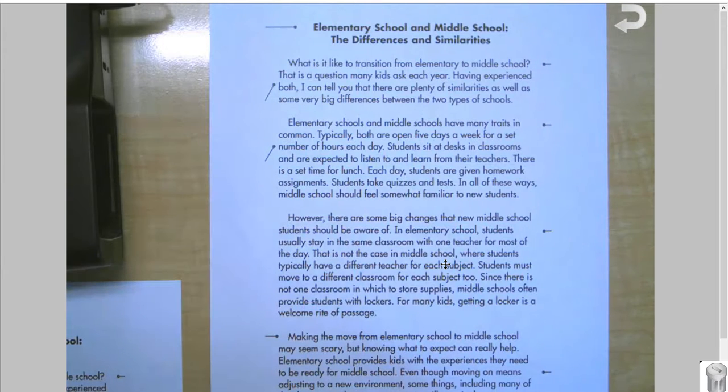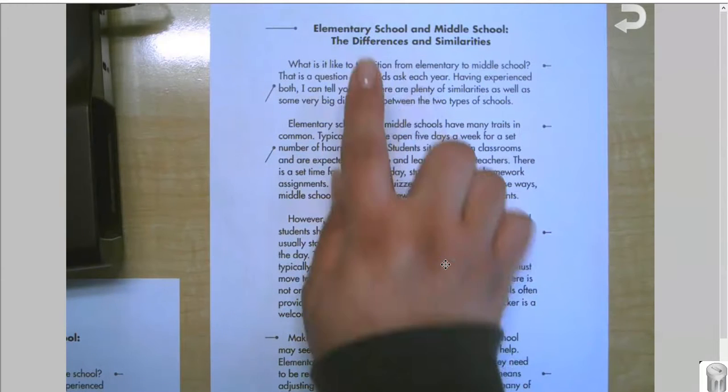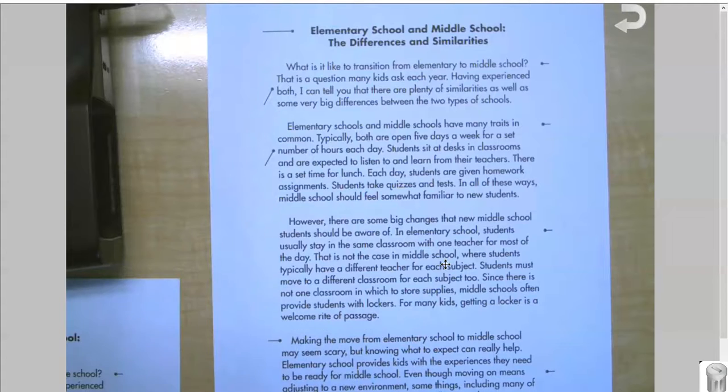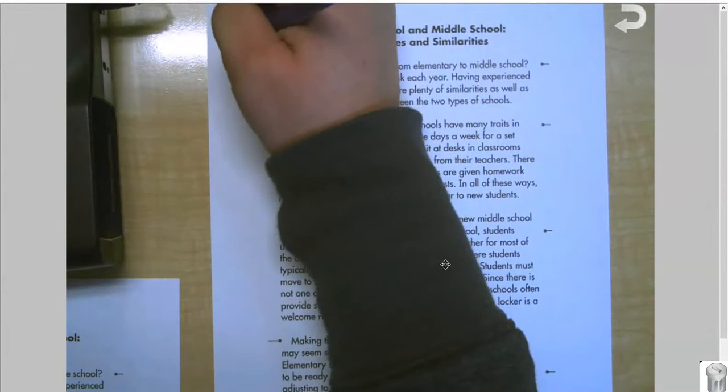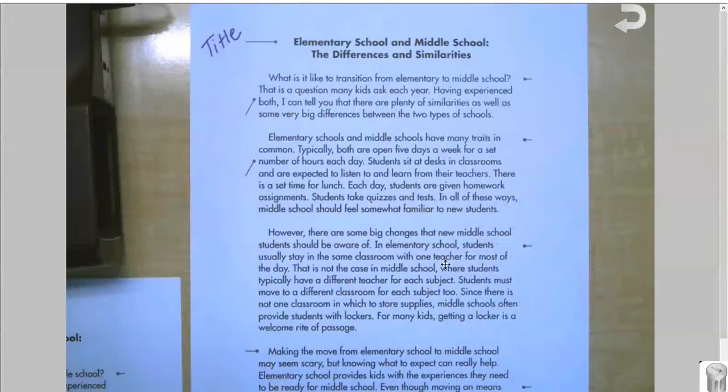But here's an example that I'm going to go through with you paragraph by paragraph and just show you some expectations for this assignment. So as you can see here, it's titled Elementary School and Middle Schools, the Differences and Similarities. So first and foremost, we see that we have a title for our essay. Okay. So I will go by paragraph and just give you some information about all of this.